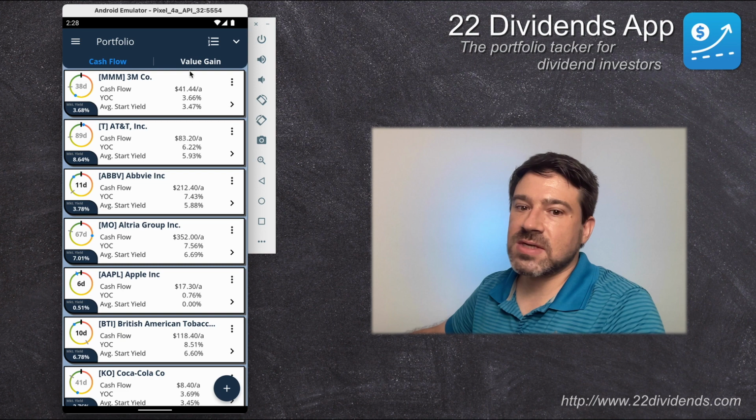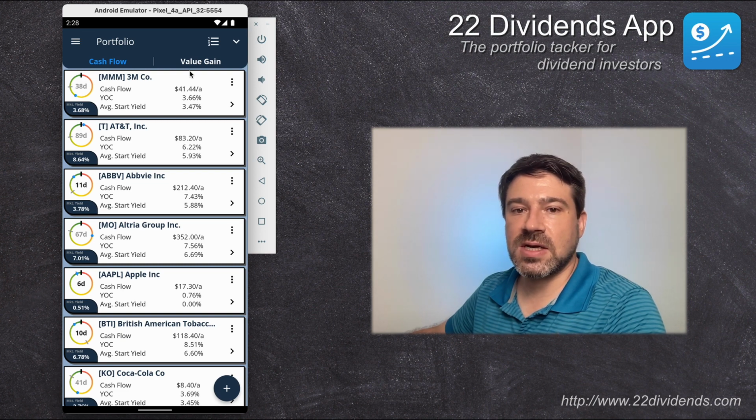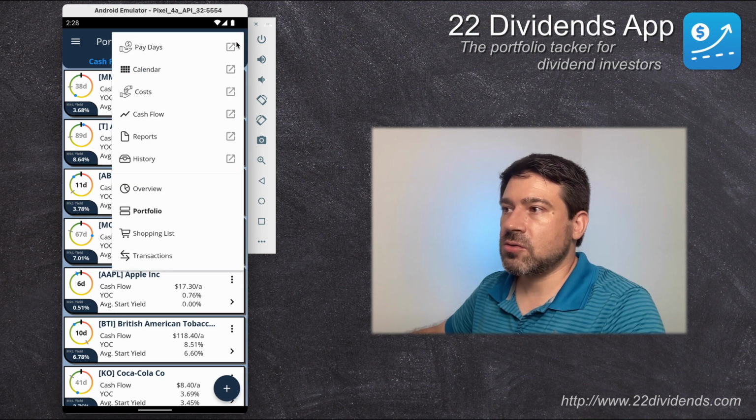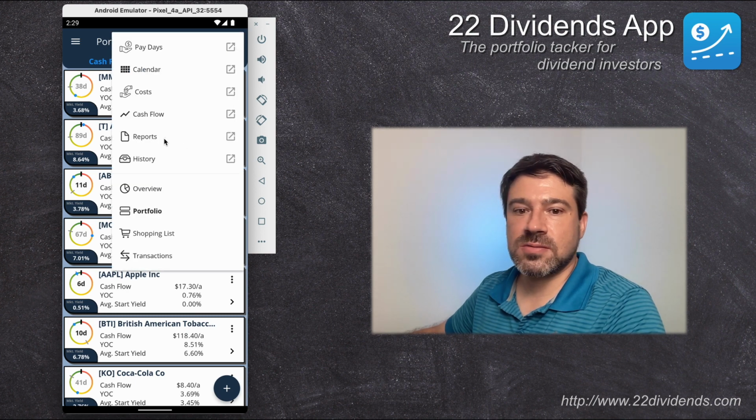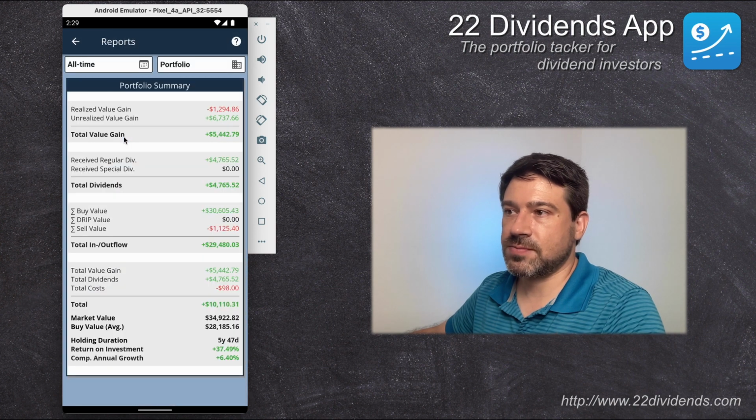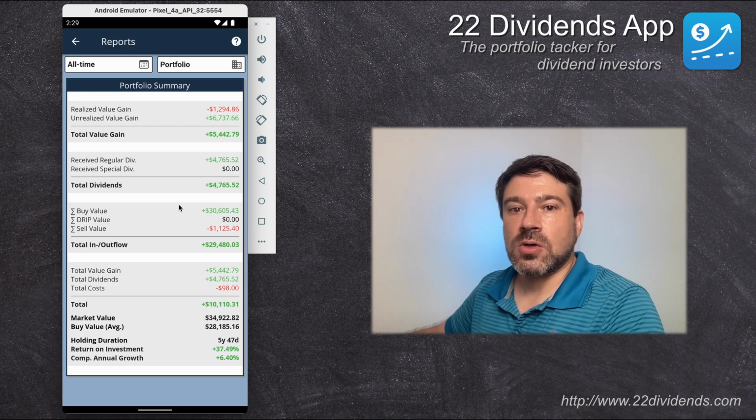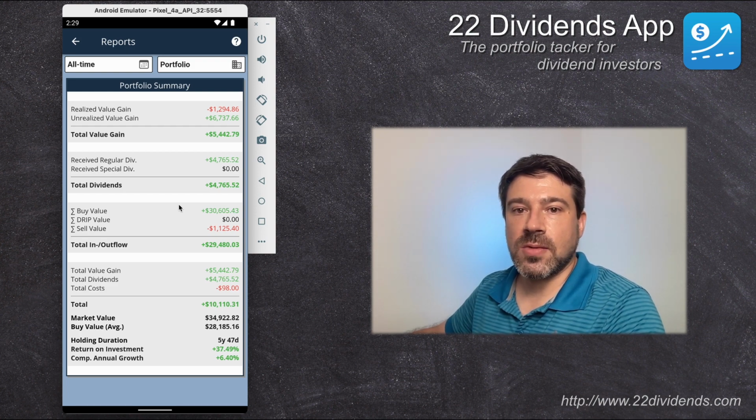So here on the left hand side you see the portfolio view of the 22 Dividends app. In order to open the new reports page, you just select reports and you get to the reports page. The idea of the reports is that you get a summary of a stock position of your portfolio or the entire portfolio for a certain time span.